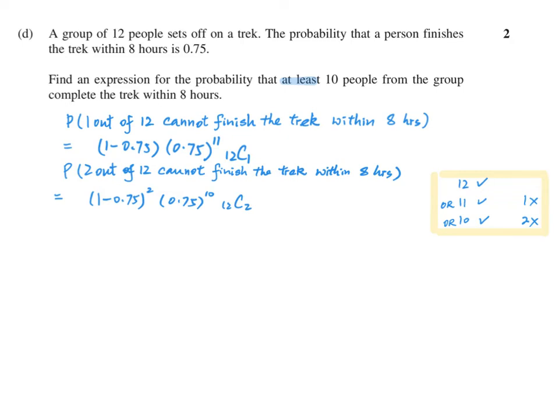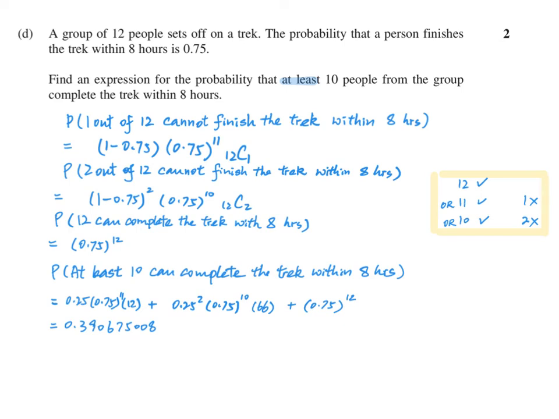We have the second case. The third case is, how about all 12 of them? They can all complete the trek within 8 hours. So 12 all completing within 8 hours is 0.75 to the power 12. So at least 10 completing the trek within 8 hours is the sum of these 3 different cases. Therefore, we have this one plus this one plus this one. The final answer is here.